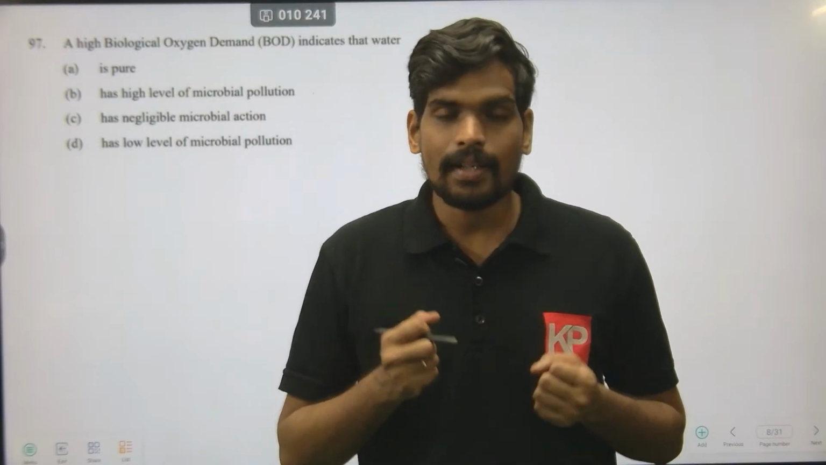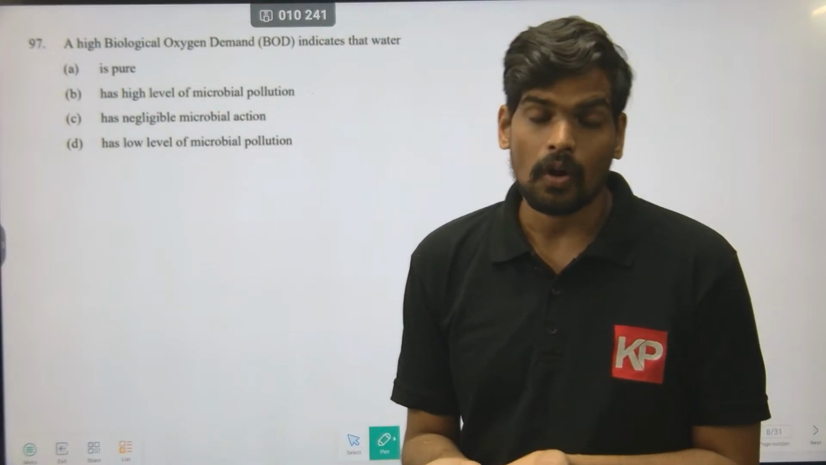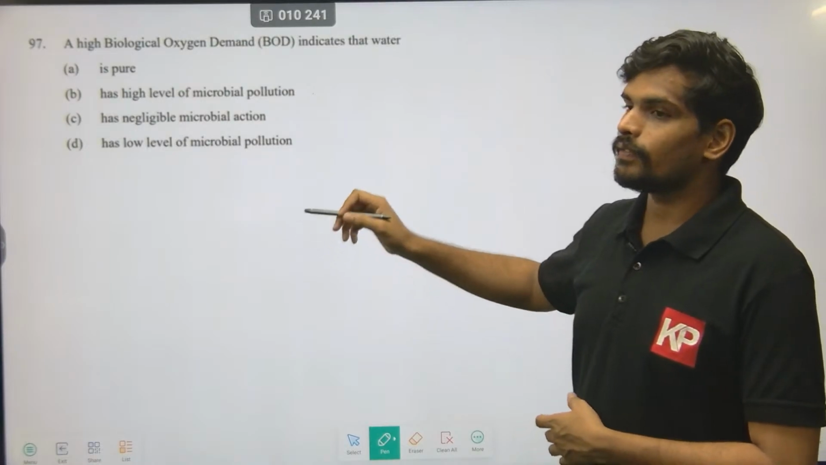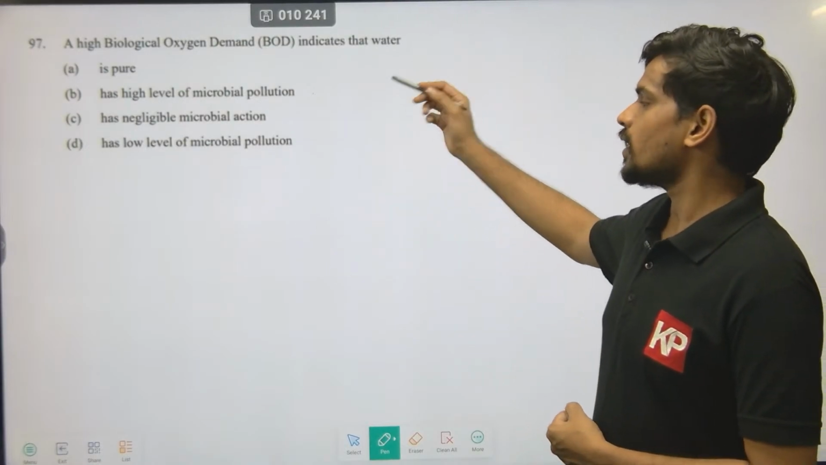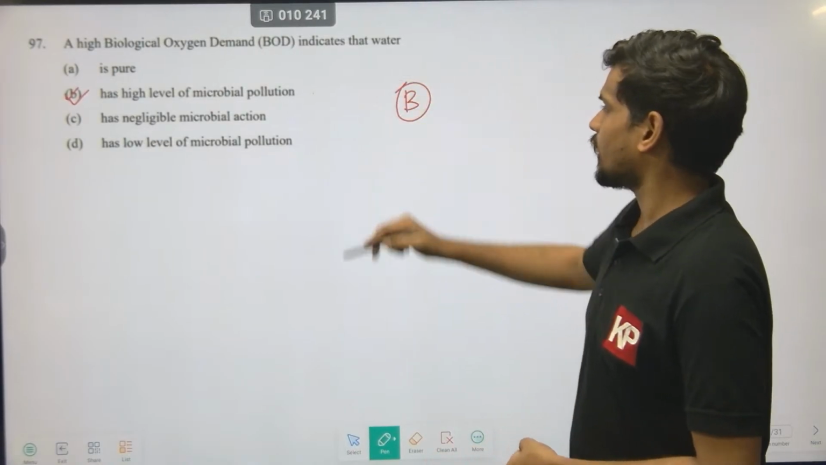So if oxygen demand is high, it means pollution also is high. That is the reason why microorganisms are consuming the oxygen, right? So if BOD is high, it basically will signal that the pollution level is high, so it has a high level of microbial pollution. That would be the correct answer.